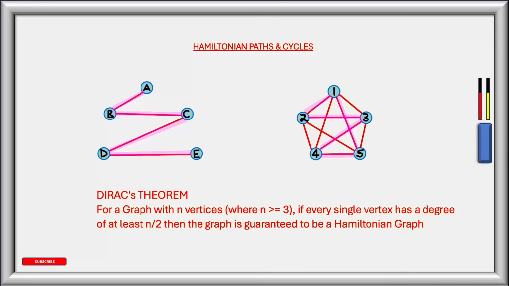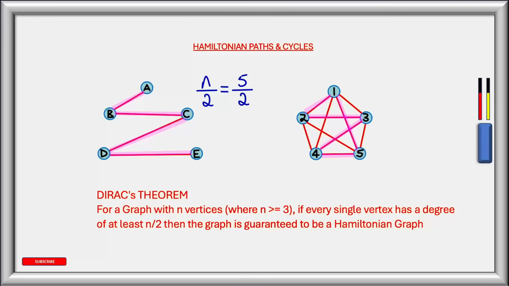Gabriel Dirac provided a famous sufficient condition to help us determine whether a graph is a Hamiltonian graph. Dirac's theorem states, for a graph with n vertices, where n is greater than or equal to 3, if every single vertex has a degree of at least n divided by 2, then the graph is guaranteed to be a Hamiltonian graph. Let's apply this theorem to the graph on the left of the board.